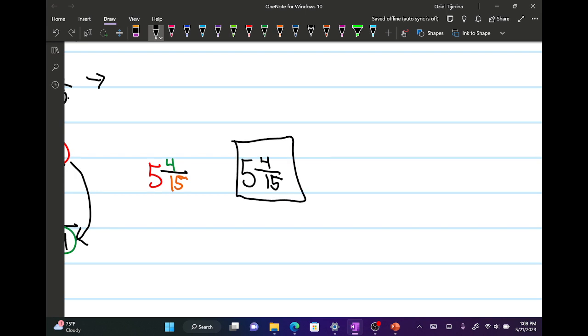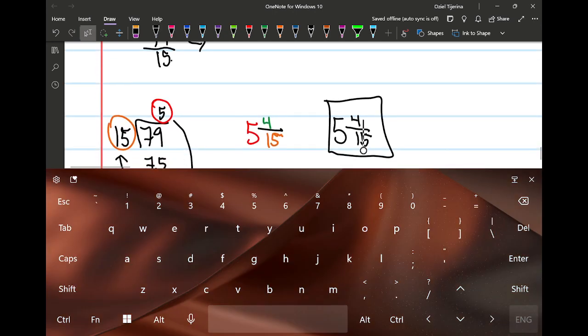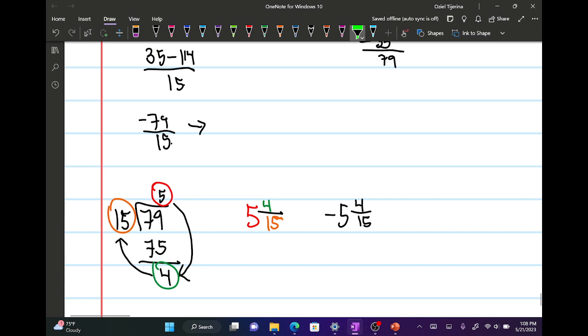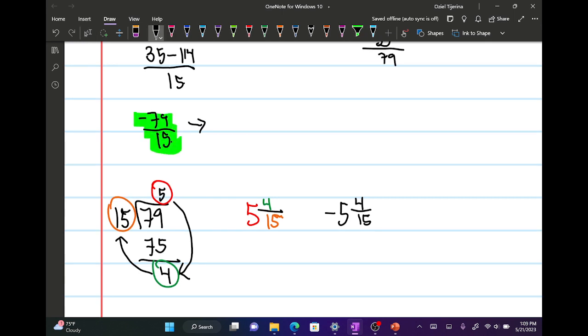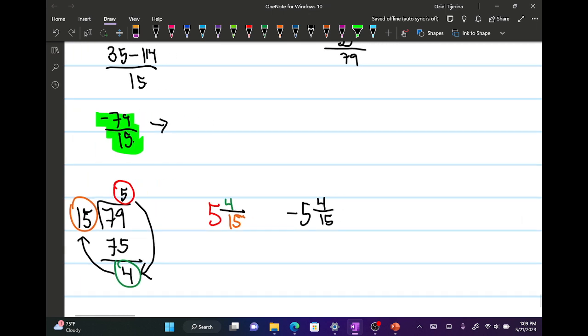Actually, I'm sorry, it would be negative. We remember that we had a negative, because our answer at the very end was negative. So this would be our answer.